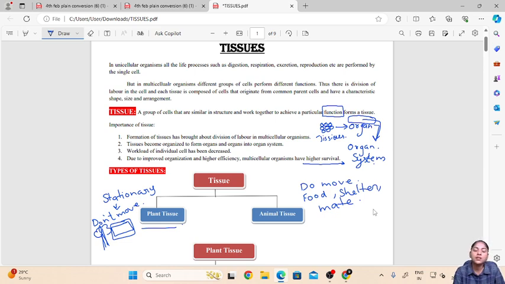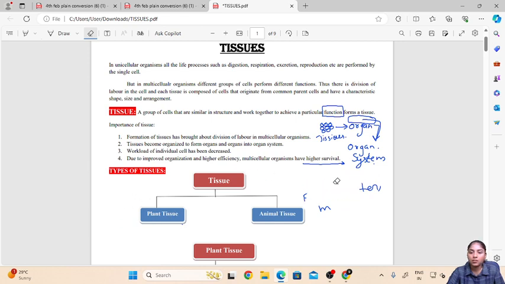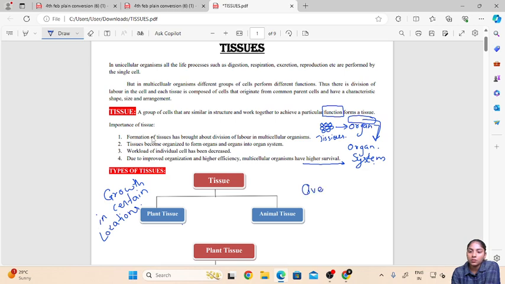Now another difference is that in plants the growth occurs only in certain regions. In plants the growth is localized in certain regions, whereas in animals there is overall growth of tissues. That is, all the cells in the animal body will be dividing, whereas in plants only the tissues in certain regions will divide and will lead to the growth of the plant.